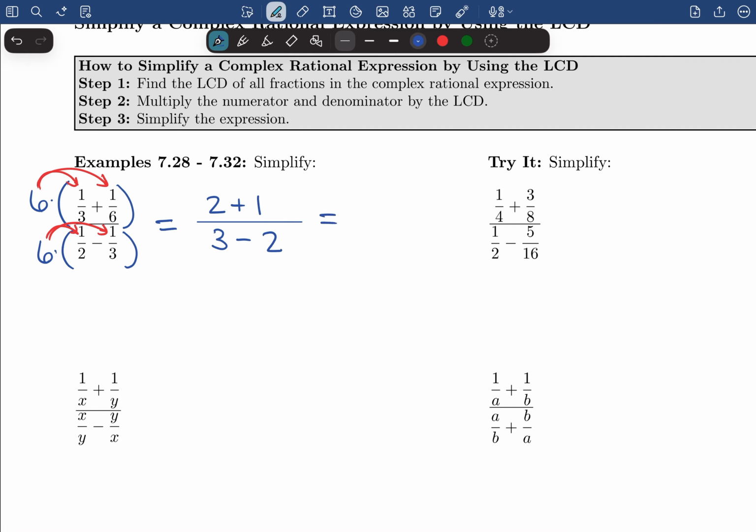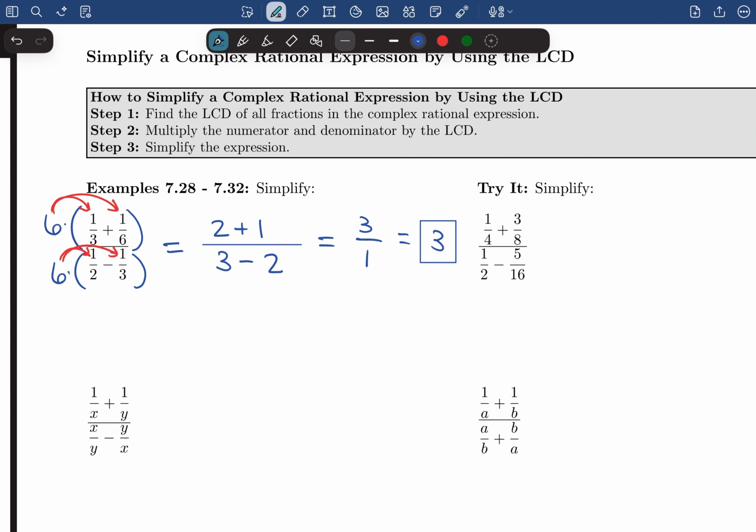All right, so I have just multiplied every fraction by the LCD, and I got this. And 2 plus 1, well, that gives me 3. And then 3 minus 2, that gives me 1. And 3 over 1 is 3. And this is the exact answer that we got previously.